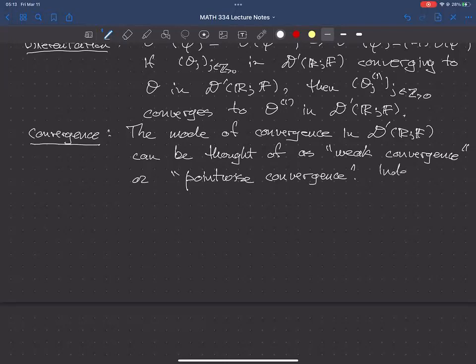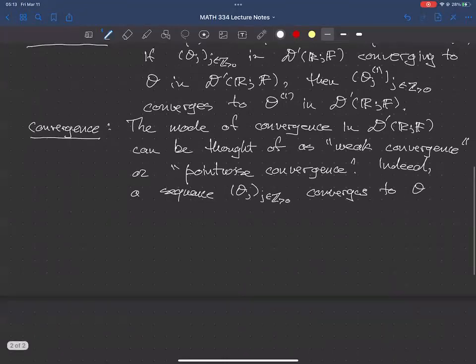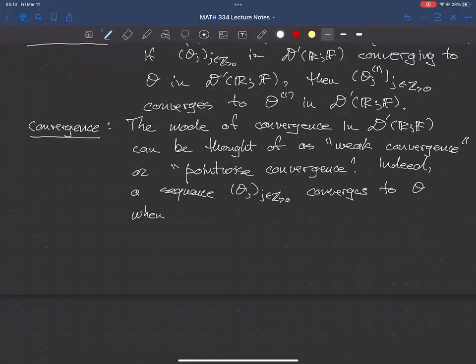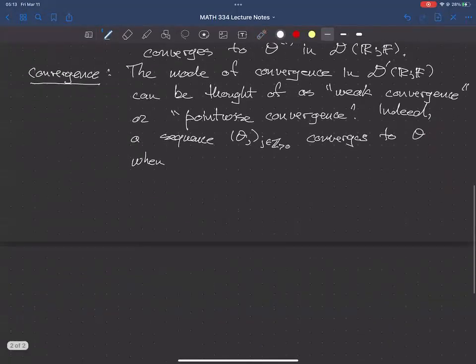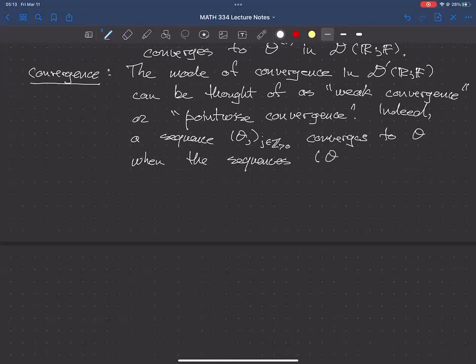So indeed, a sequence theta j converges to theta when, essentially, what you do when you talk about convergence in D prime is you evaluate each of the terms in the limit and the final result at a particular argument. When the sequence of evaluations converges. I'm really just rewriting the definition of convergence in D prime, but I want to think about it differently.